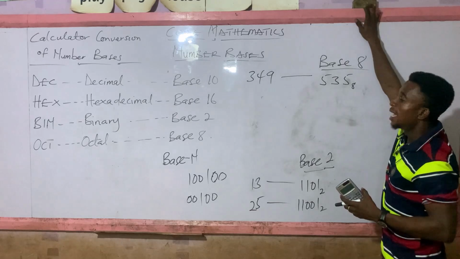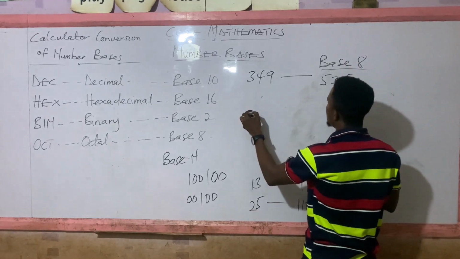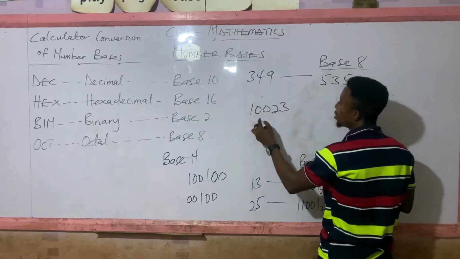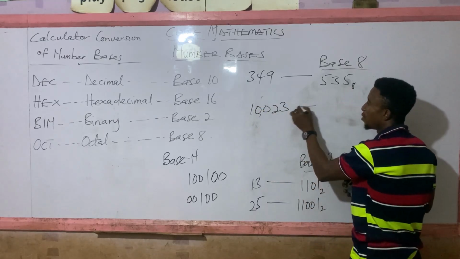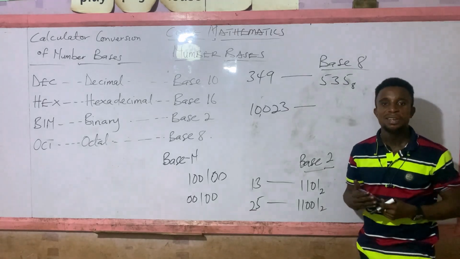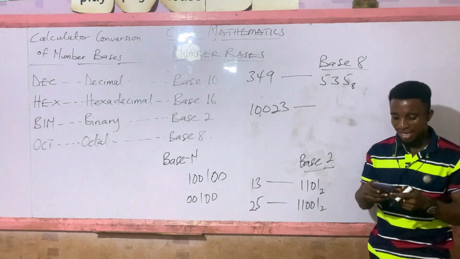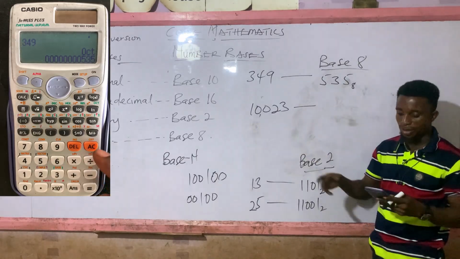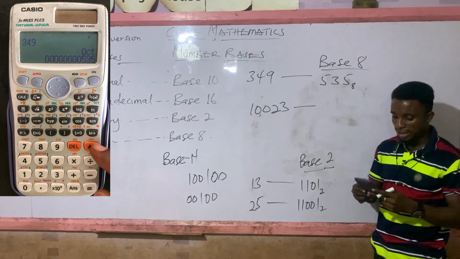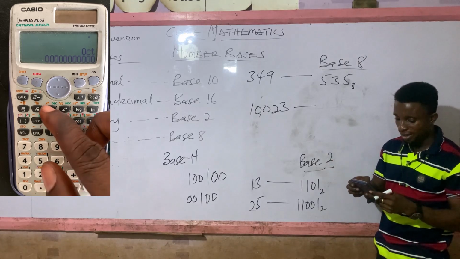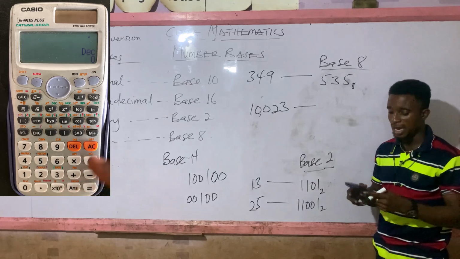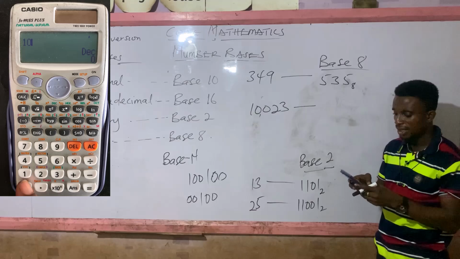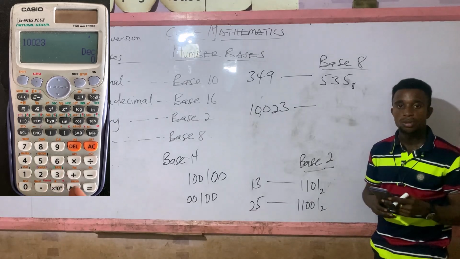So, let's now see this one too. Let's imagine you are given 10,023, and you are asked to convert to base 8. Let's see that one too together. So I have to make sure the calculator is ready for base 10. So that is deck. So you click on AC, then my deck. Then I have deck 0. Then I put 10,000 and 23. Then I click on equal to.